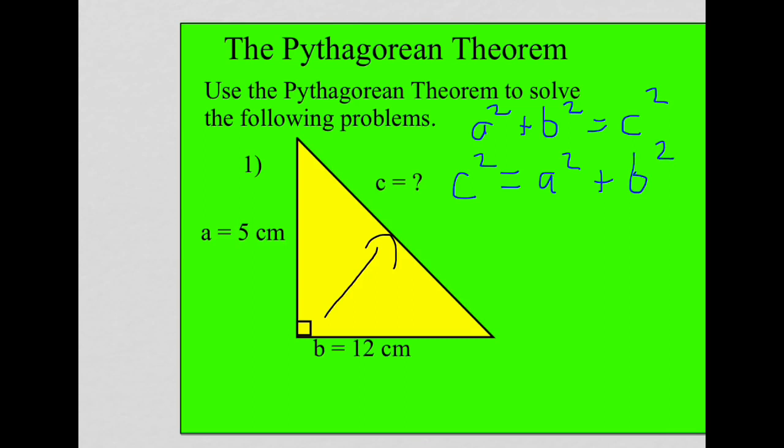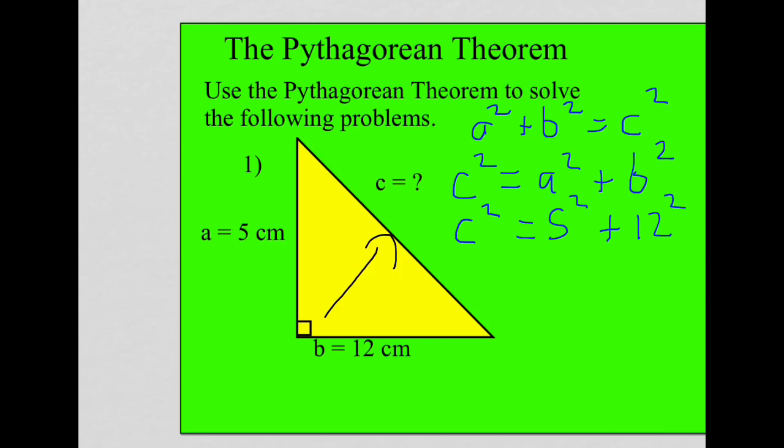Now all we do is we do all the stuff we learned with math equations. This is why we do this now, because we've learned all about math equations, and this is just another math equation. So we're going to substitute in what we know. We don't know c squared. We know that a is 5, so 5 squared. And we know that b is 12, so 12 squared.